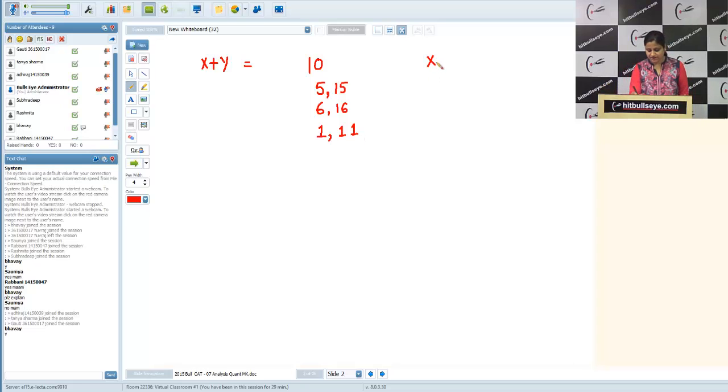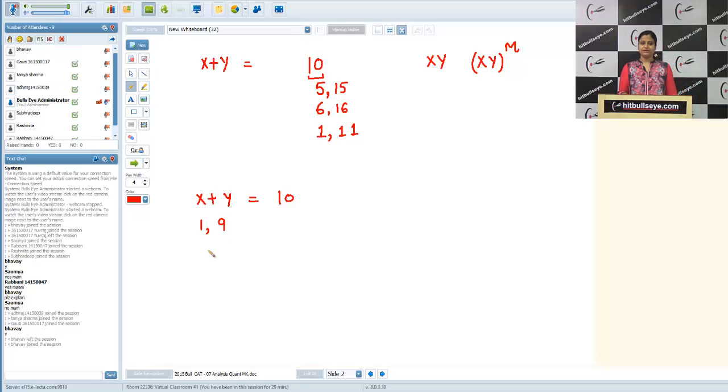Now, coming to the other condition. xy and xy raised to power m, whatever be the power m, unit place should always be same. So, let us consider cases. If I consider x plus y as 10, how many possibilities are here? 1, 9. X can be 1, y can be 9 and a vice versa case as well. 2, 8, 3, 7, 4, 6, 5, 5.